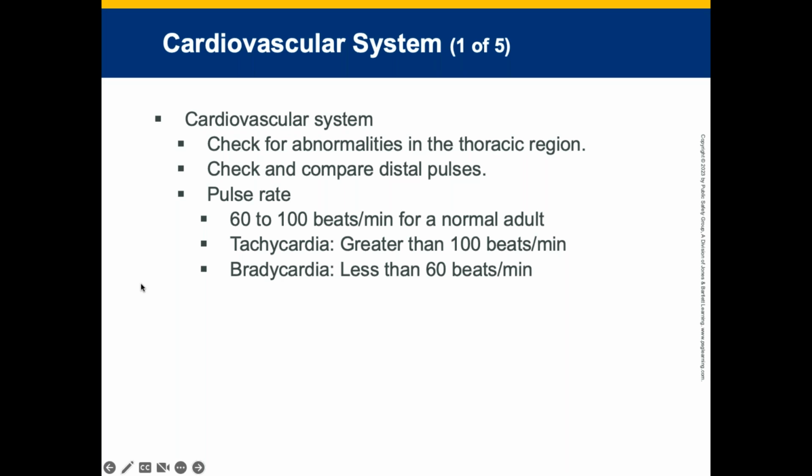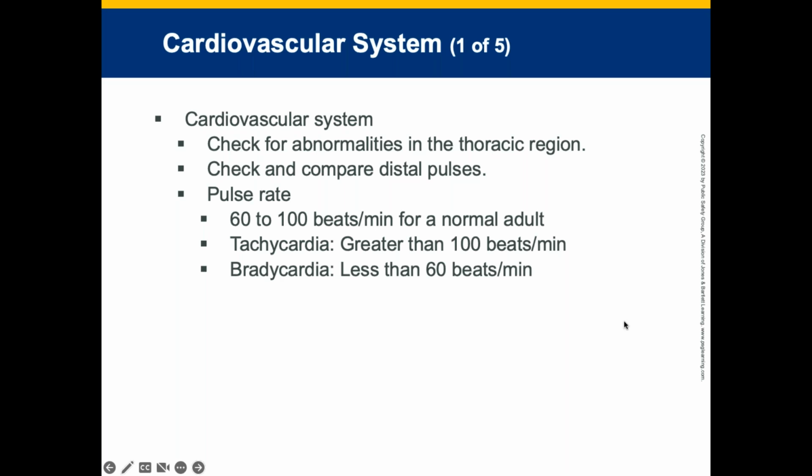So the cardiovascular system, we're going to check for abnormalities in the thoracic region. Listen for breath sounds, look for trauma of the chest. Consider the pulse and respiratory rate and the blood pressure. Okay, take all that stuff into consideration. And pay particular attention to rate, rhythm, and quality of the pulse. Look at the skin, take a reevaluation. Check and compare distal pulses.